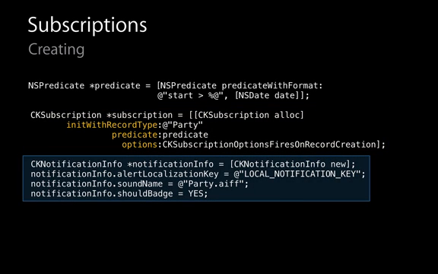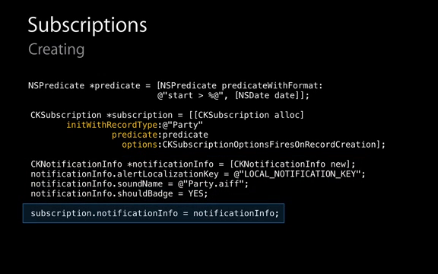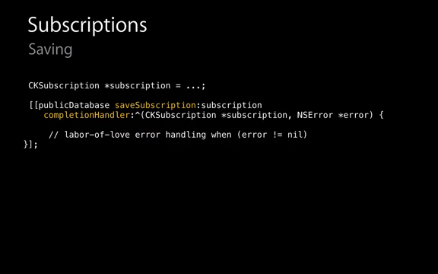Here, we're requesting that the server badges our icon, that it plays a particular sound pulled out of my resources, and that it shows an alert string based on a string in my localized strings file. I can associate that notification info with the subscription, and now I've created everything I need in my subscription. Let's go ahead and save it to the server. As you might imagine, via the Convenience API, it's simple, it's asynchronous, and it's got great error handling.